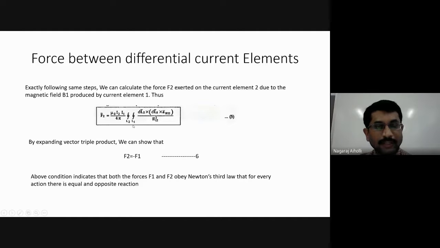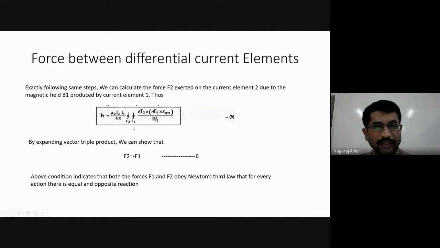Now here we can apply the property of the triple vector product. If we apply the vector triple product to the above equation, we can show that F2 is equal to minus F1. If we expand this triple product, it is a cross product, dL2 cross dL1 cross aR12.